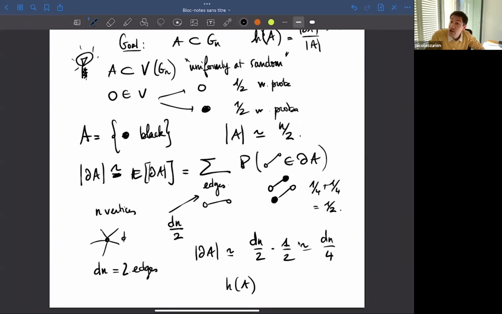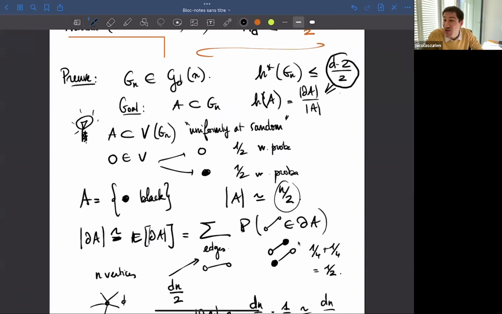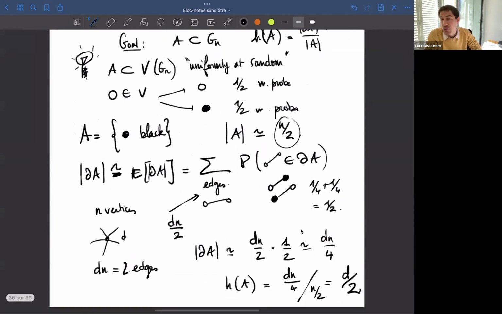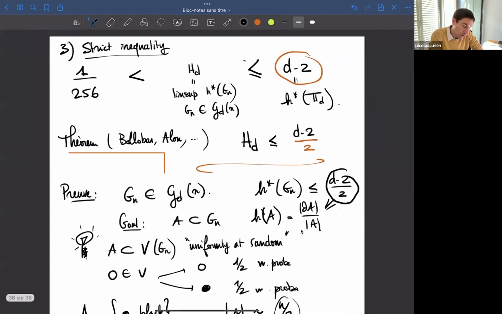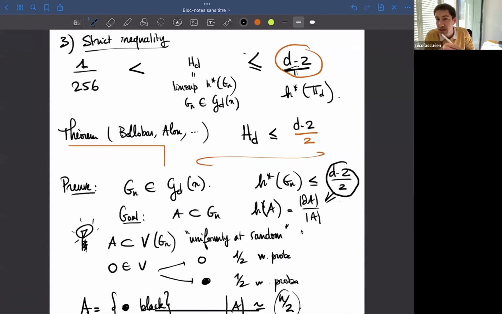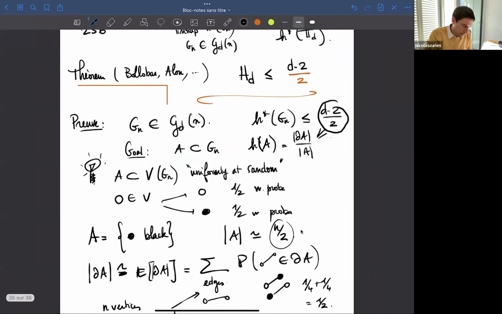Recap: what is the Cheeger, the isoperimetric constant of A? It's dn/4 divided by n/2, and this gives d/2. It's not quite what I wanted, but very close. I wanted (d-2)/2. But already d/2 is quite nice, because d/2 is less than d-2 for d large enough. Let's say for d larger than 5, it already works. But let's do the real proof.